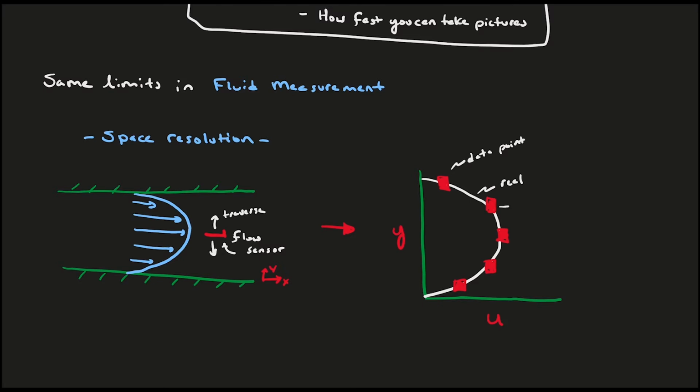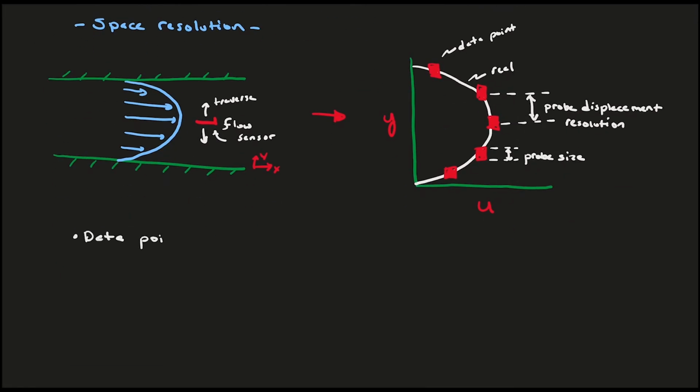This spacing is the probe displacement resolution, representing how far apart your measurements are. In practice, this can be because your traverse only can take finite step sizes, or you have multiple probes that can only be so close together. On top of this, the points are represented here having a height to them. This represents the probe size.